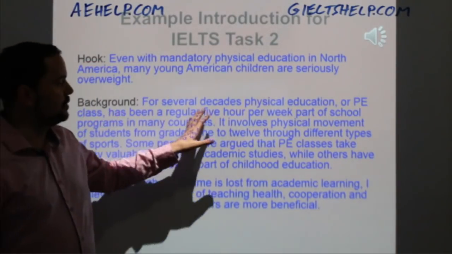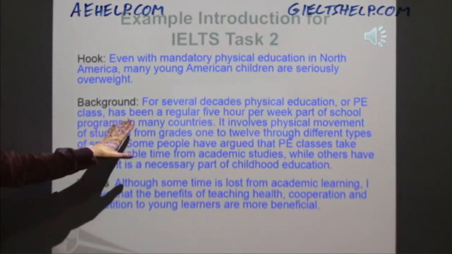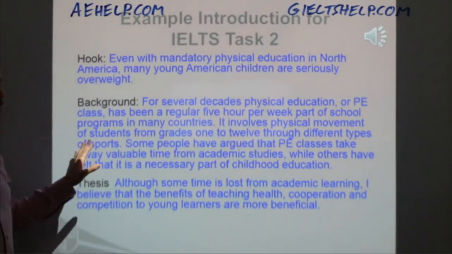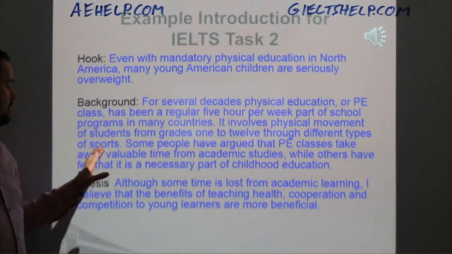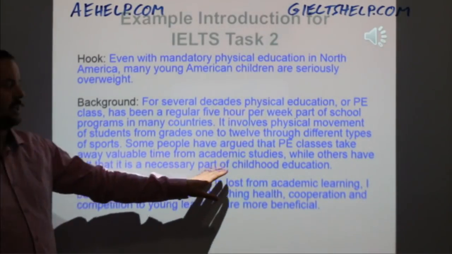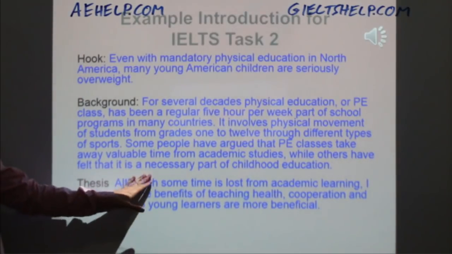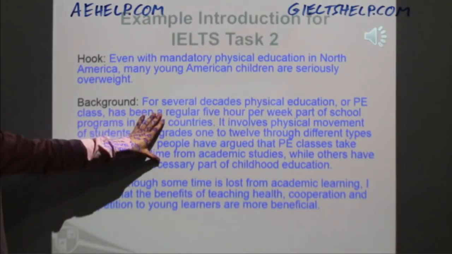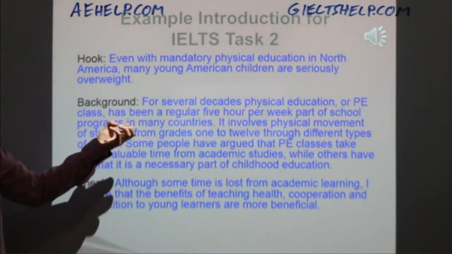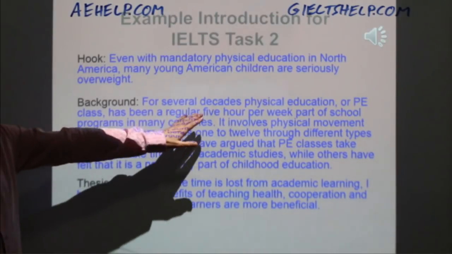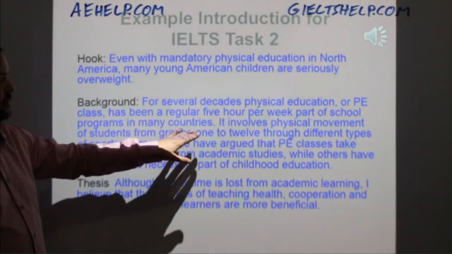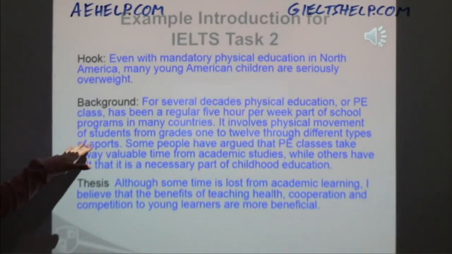So the background is, for several decades, physical education, or PE class, has been a regular 5-hour per week part of school programs in many countries. It involves physical movement of students from grades 1 to 12 through different types of sports. Some people have argued that PE classes take away valuable time from academic studies, while others have felt that it is a necessary part of childhood education. That's the background. It explains to the reader what I'm discussing, why it's important, and gives a definition or a measurement of what I'm talking about. I'm using quantitative language. Quantitative language means numbers, something that I can measure. Again, this is just review from 2 days ago. So here we have 5 hours per week doing sports and so on.